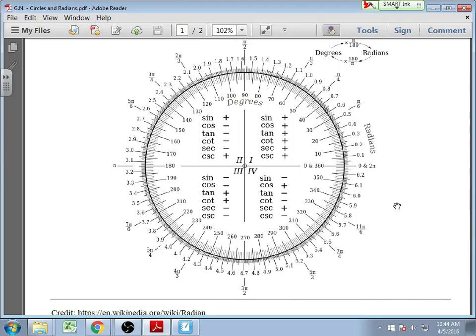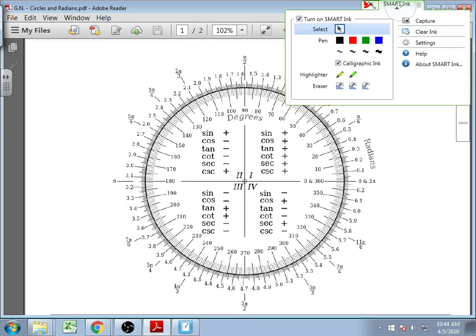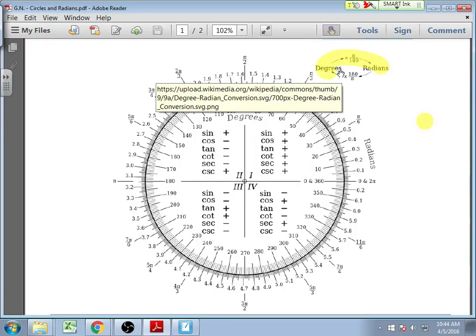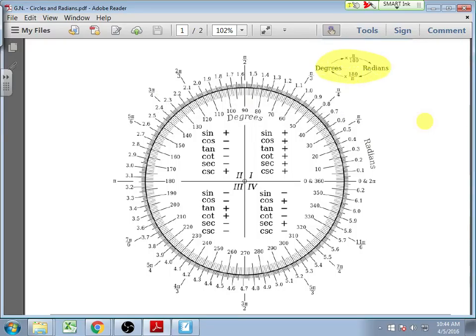You can see it gives you the pi values for your 30 degrees, your 45 degrees, your 60 degrees, and then those checkpoints all the way around. So it's got all those markings that your unit circle had previously. This just gives you a little bit more. And it shows you to go from degrees to radians or radians to degrees, we multiply by pi over 180 or by 180 over pi, depending on which direction we're trying to travel.